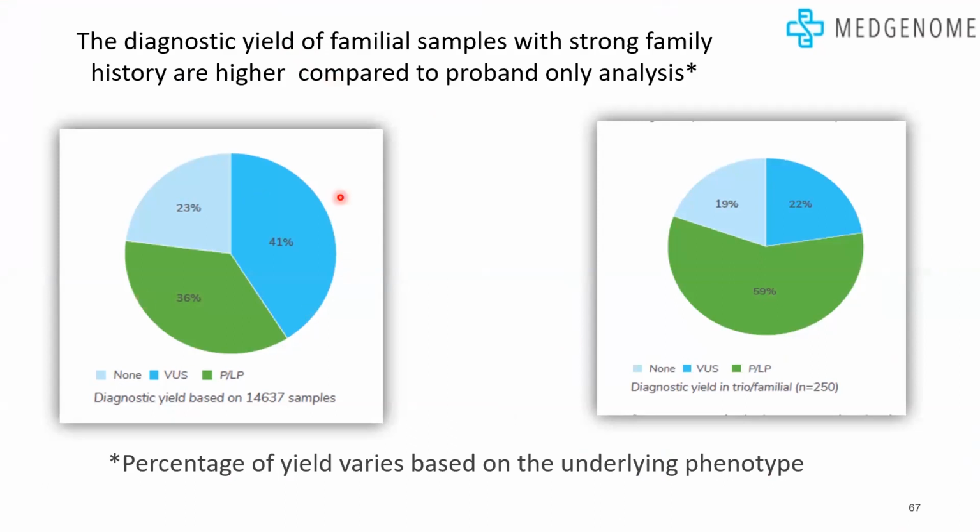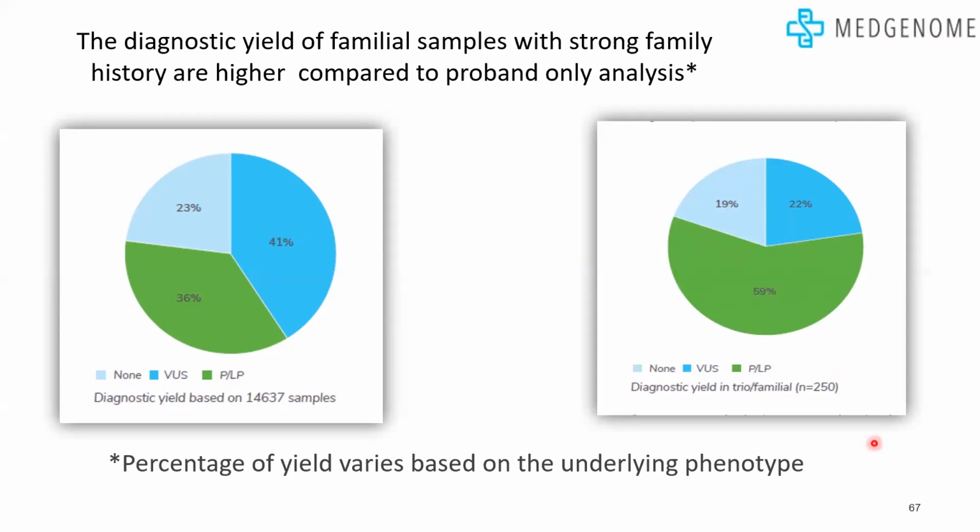So irrespective of the phenotype, we analyzed around 14,000 plus samples, and we found that the diagnostic yield for NGS, if we consider only the pathogenic and likely pathogenic variants, is around 35-36%. And negative cases would be higher. VOUS forms a very big chunk, mainly because of multiple reasons, which I will be taking on in the next few slides. And when we choose to do a trio or we use multiple affected and unaffected family members, the diagnostic yield jumps up to 60%.